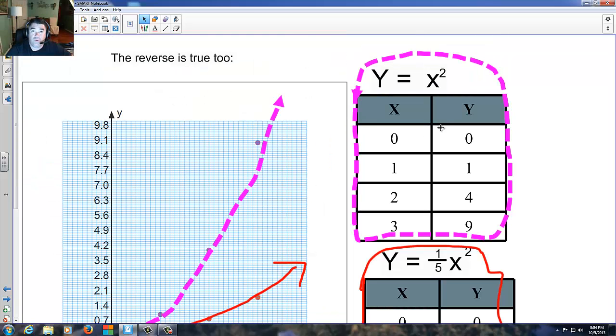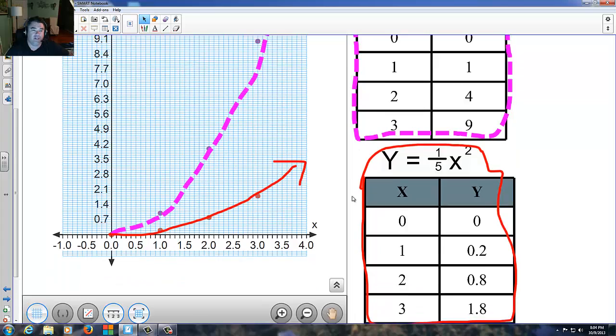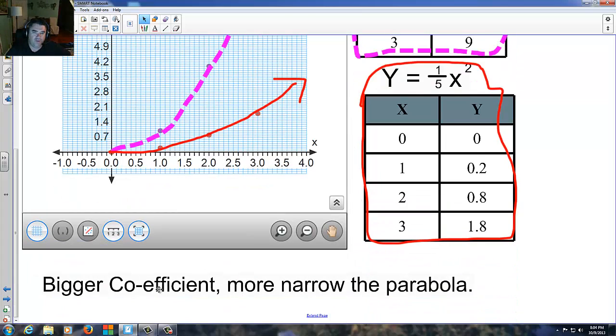The reverse is true as well. Take y equals x squared, and take y equals 1/5 x squared. 1/5 simply slows down the growth. Will it grow eventually? Yes, it will eventually turn into a parabola, but 1/5 is slowing it down at first, so it's a much slower increase over time. Bigger coefficient, the more narrow the parabola. Smaller the coefficient, the wider it is.